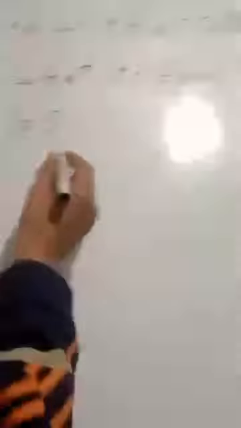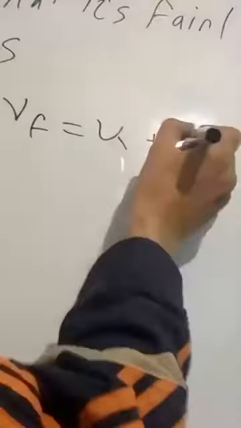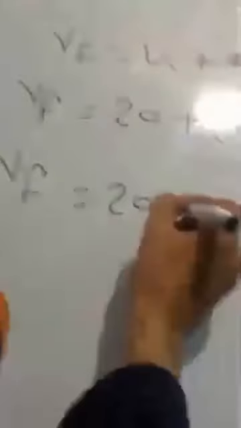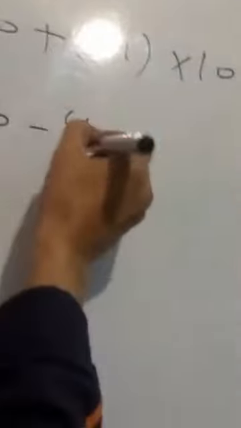For that, we use the first equation, Vf equals Vi plus At. Vf is the unknown quantity, Vi equals 20 meters per second, A equals minus 4, T equals 10. For that, Vf equals 20 plus minus 4 times 10, which equals 40. 20 minus 40 equals minus 20 meters per second. And this is the solution of the problem.